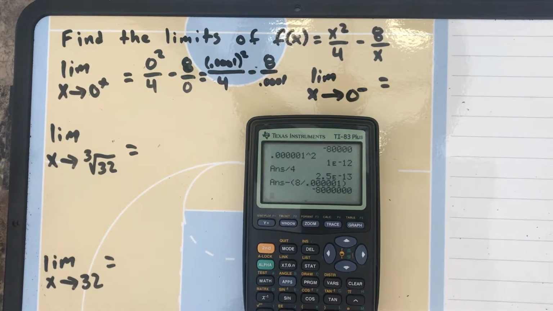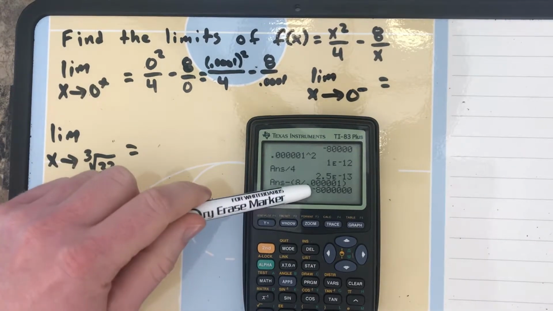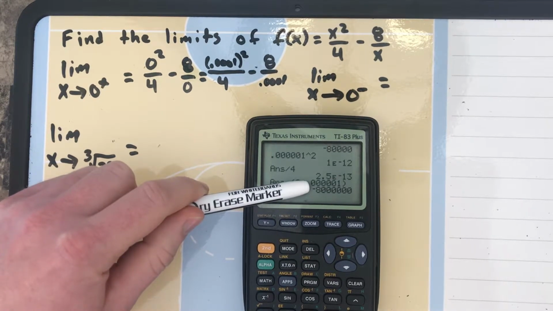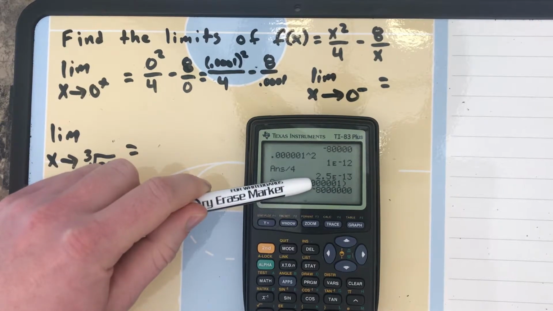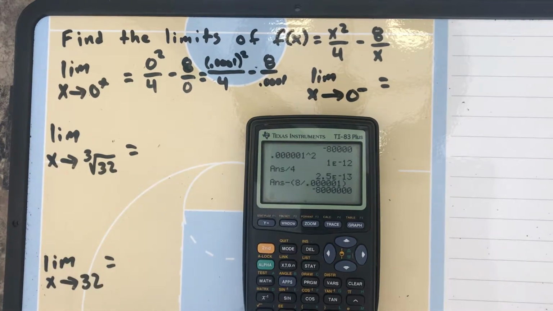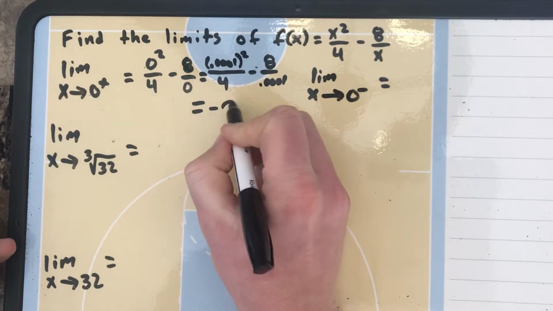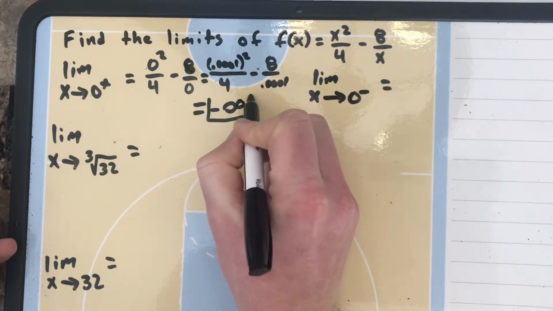If I get closer and closer to 0, let's say I use 0.0000000001, this number is going to get infinitely larger. So I basically am getting closer to negative infinity because this number is getting larger and larger. So our limit as x approaches 0 from the right is going to equal negative infinity for that reason.